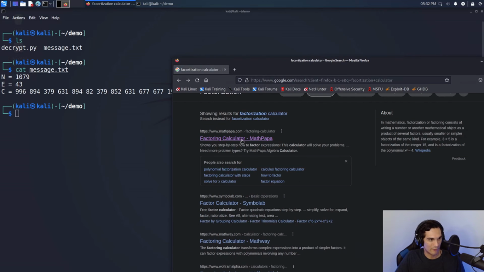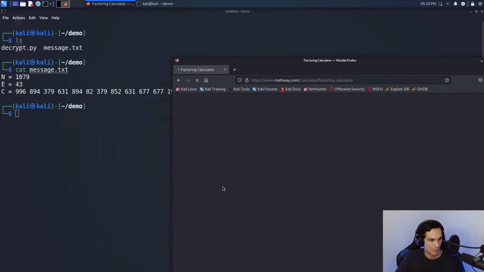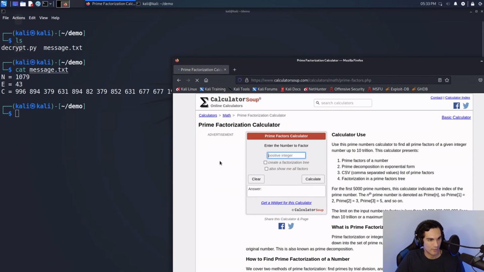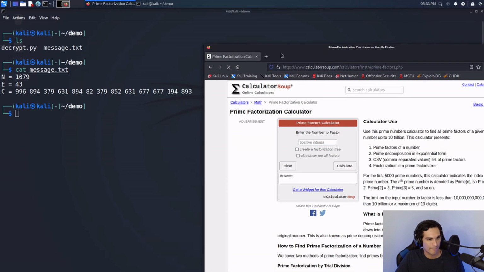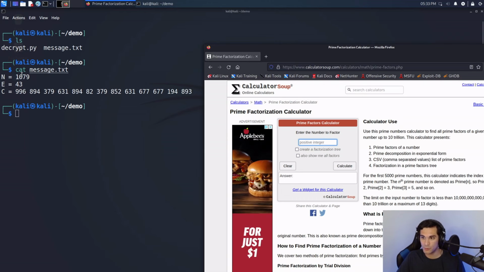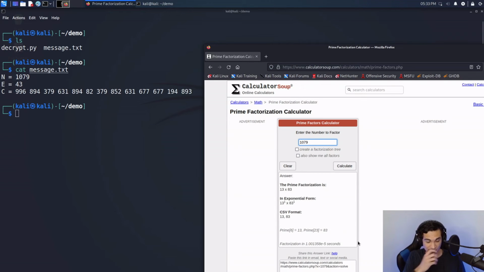No, that's not what we want. We want a factorization calculator, or factor calculator. What am I looking for? Prime factorization calculator. That's what we want. And what we are going to do is put in our n value. So that's 1079. I'm going to hit calculate and see what we get.